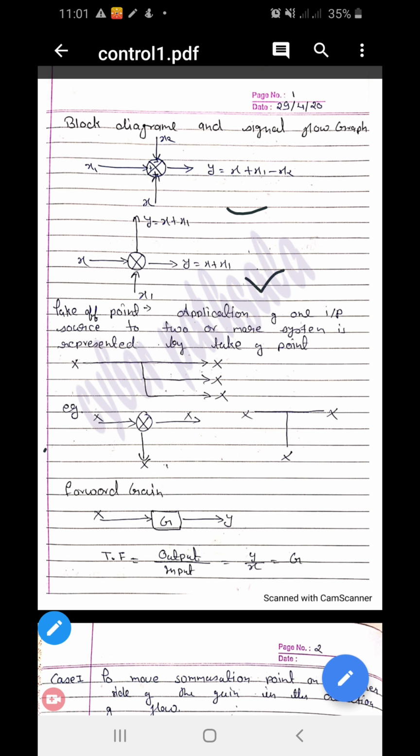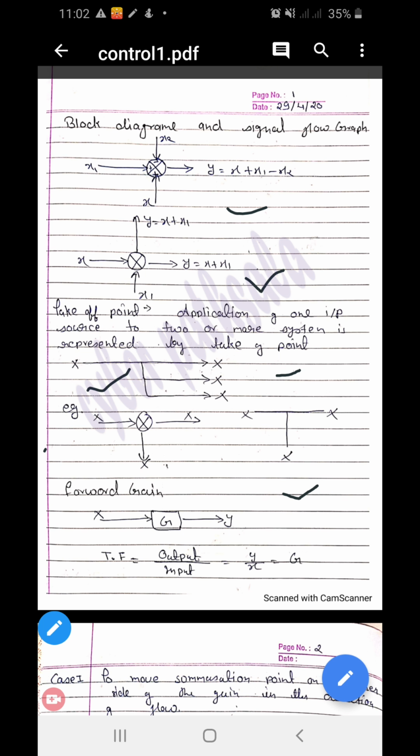Okay, now moving to the takeoff point. Application of one input source to one or more systems is represented by the takeoff point. It means that there is only one input and multiple outputs, denoted by the takeoff point.